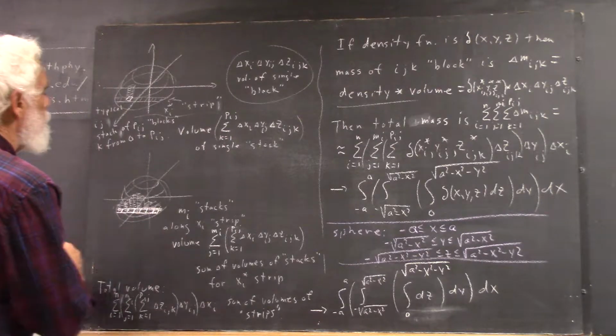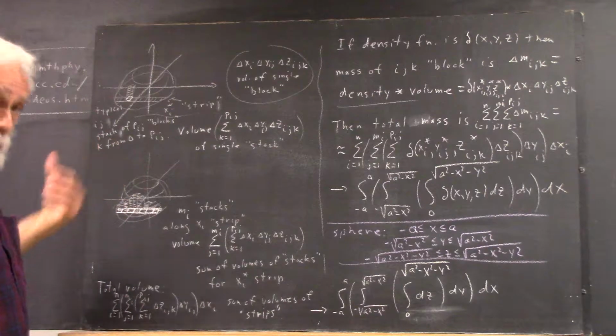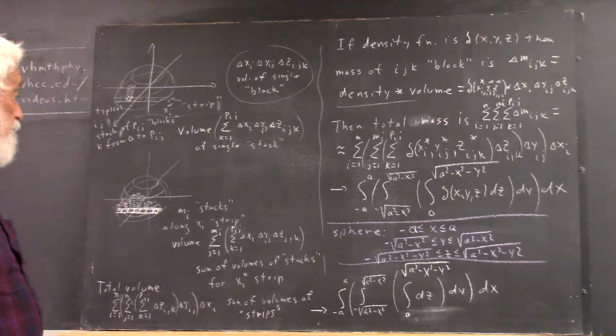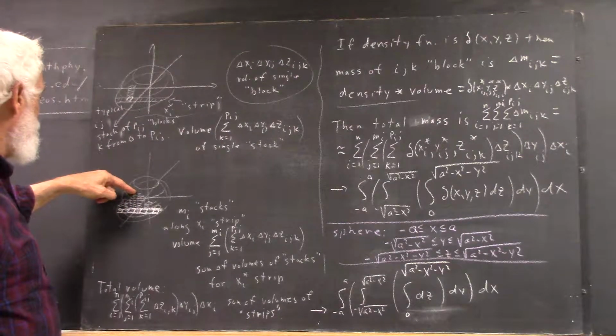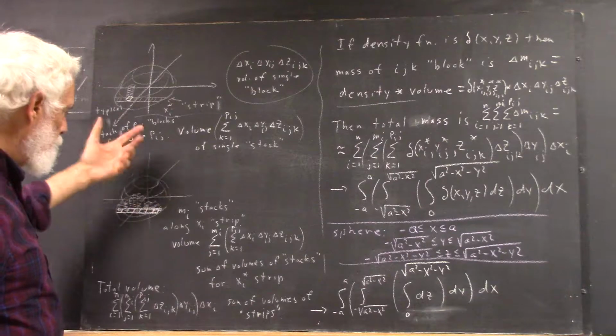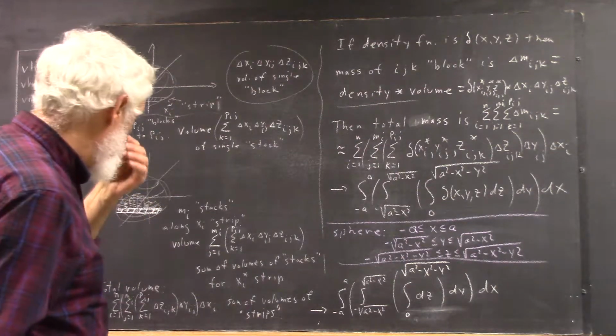You can see the indication of the subintervals that we get when we partition Y from negative square root of A squared minus XI squared to plus the same expression. And we see that the stack in the middle is the highest, and as we get out toward the edge, the stacks get lower.